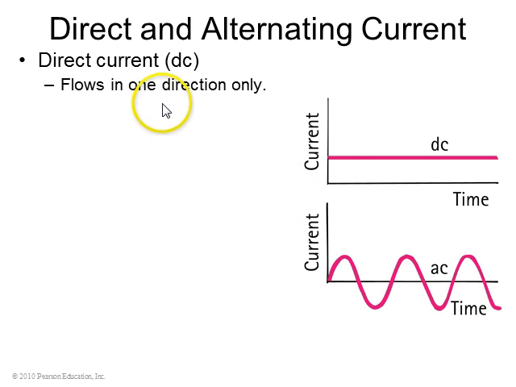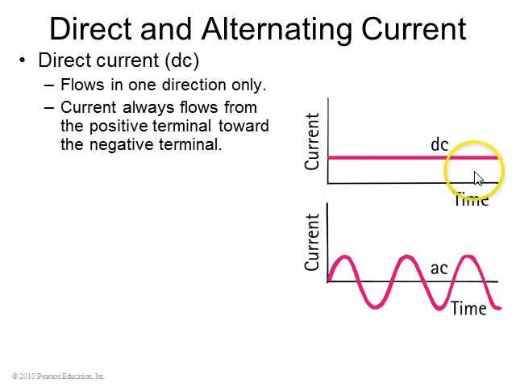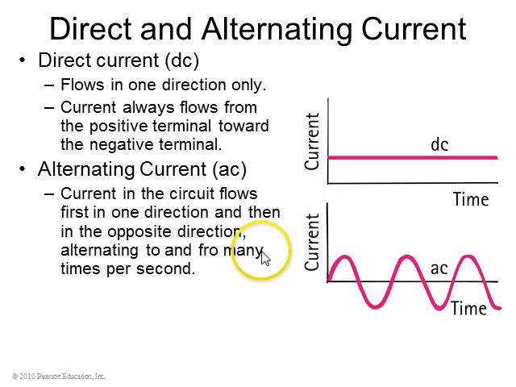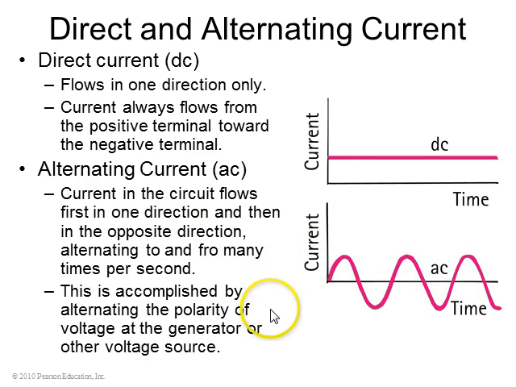DC versus AC. Direct current means that the current is flowing through a wire in one direction only, from the plus to the minus terminal. Alternating current is when the current is going back and forth with time. And this is accomplished by alternating the polarity of the voltage, so plus minus plus minus.